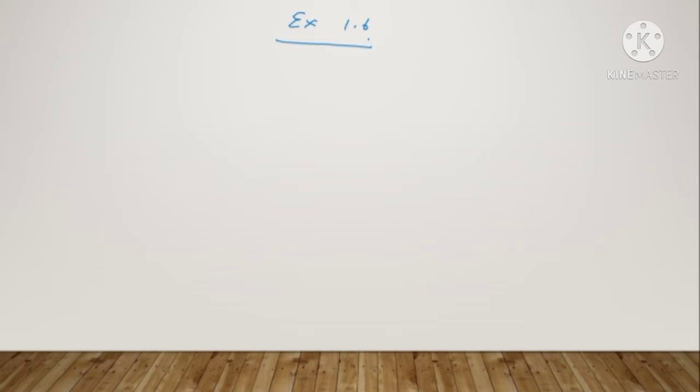Going towards exercise 1.6. So we are going to see exercise 1.6. First question, find, first one, 64 to the power 1 by 2. So how can we write 64? 64 as 8 square. So 8 square the whole power 1 by 2. Now 2 and 2 get cancelled. So we have 8. So the answer is 8.